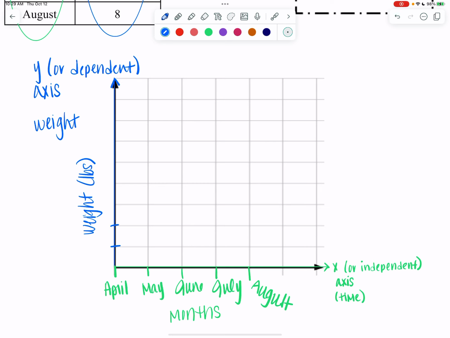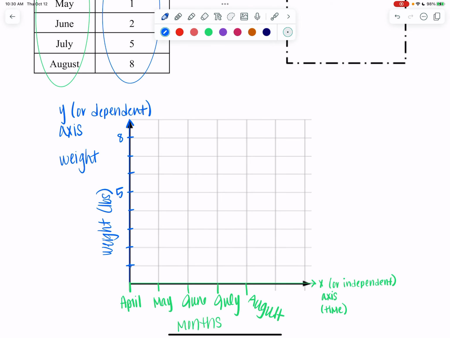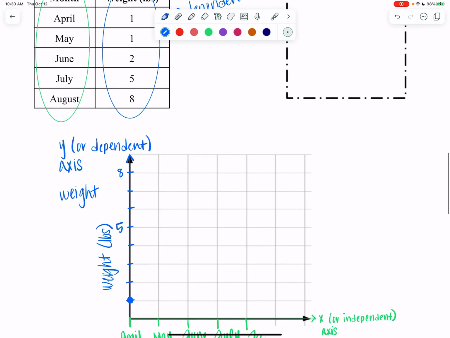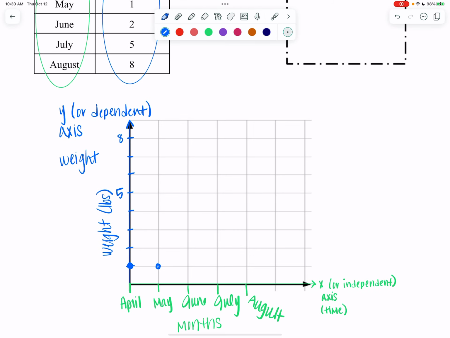So this would be 1, 2, 3, 4, 5, 6, 7, 8. We don't have to number all of them as long as our boxes are exactly the same size. So in April, Bailey weighed 1 pound. In May, she only weighed 1 pound. In June, she doubled her weight, so she moved up to 2 pounds. July, she hit a growth spurt and weighed 5 pounds. In August, she weighed 8 pounds.